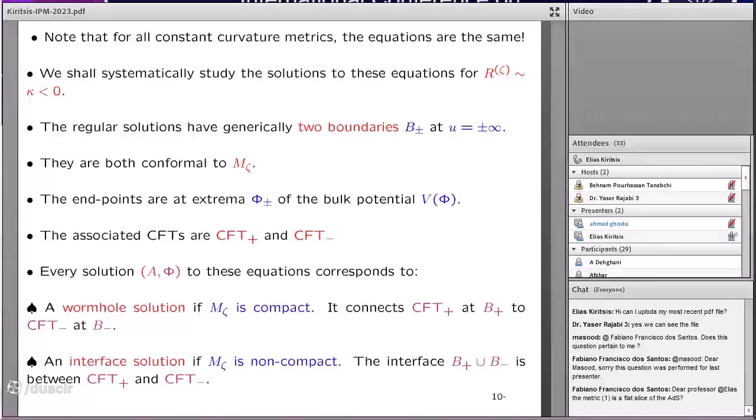Now, all regular solutions, in fact, can be shown to have generically two boundaries, which I will always call B plus and B minus, and they will always be at u equals plus and minus infinity. And both of them will be conformal to the slice geometry. The endpoints will be extrema, which I call phi plus and phi minus, of the bulk potential that I will show you in an example later on. And the CFTs associated to the two boundaries I will call CFT plus and CFT minus. And every solution, which means a solution for the scale factor and scalar for these equations, would correspond to a wormhole solution if my slice is compact, and this wormhole will connect CFT plus to CFT minus, or an interface solution if M is non-compact, and in this case, the interface B plus together with B minus would correspond to the interface between these two CFTs.